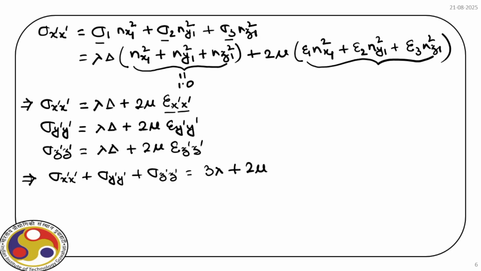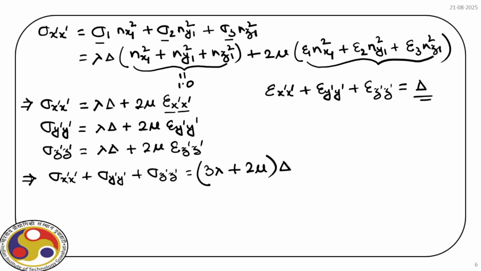Within the bracket we will have epsilon x prime, then epsilon y prime and epsilon z prime, right? And what is this quantity, epsilon x prime plus epsilon y prime plus epsilon z prime? This is nothing but again the volumetric strain, right? That means delta. So ultimately what we get is 3 lambda plus 2 mu times delta.